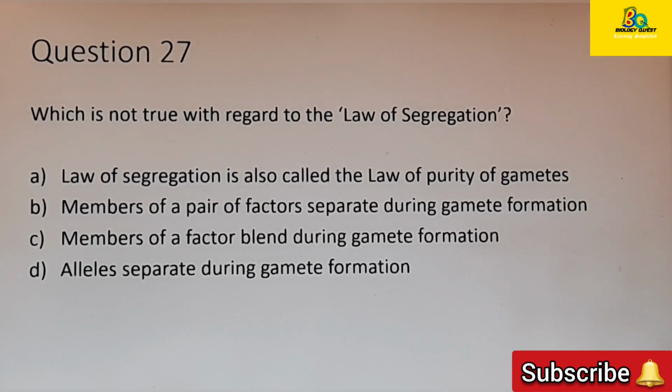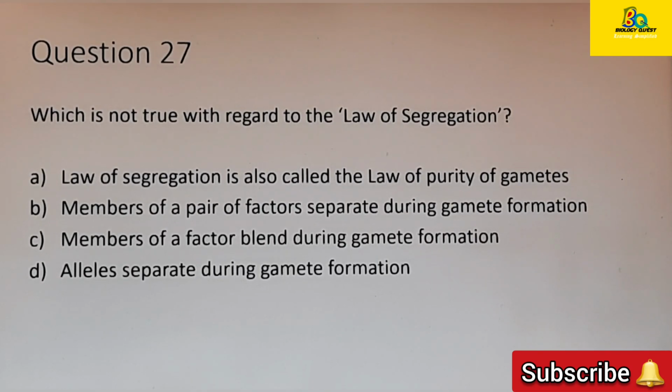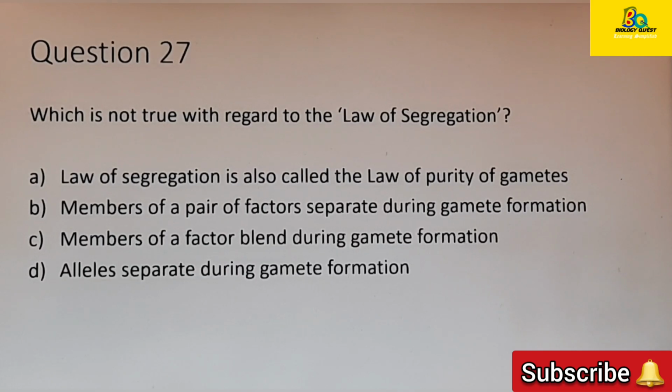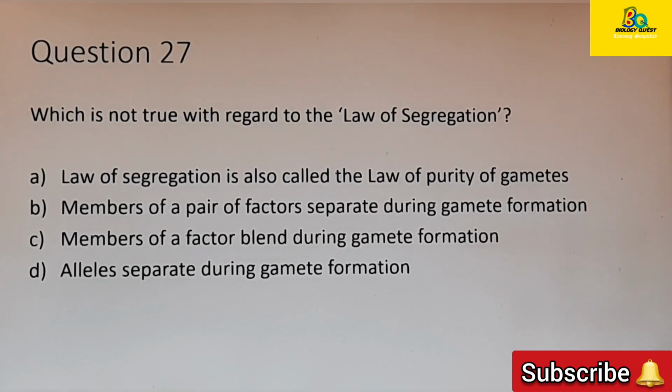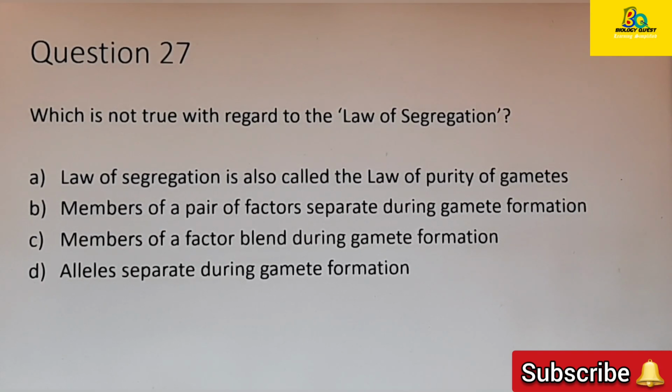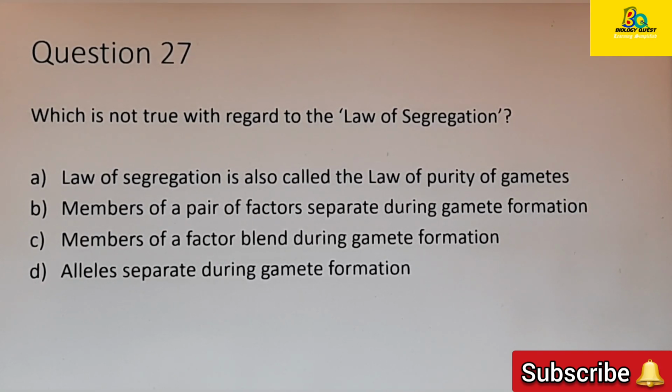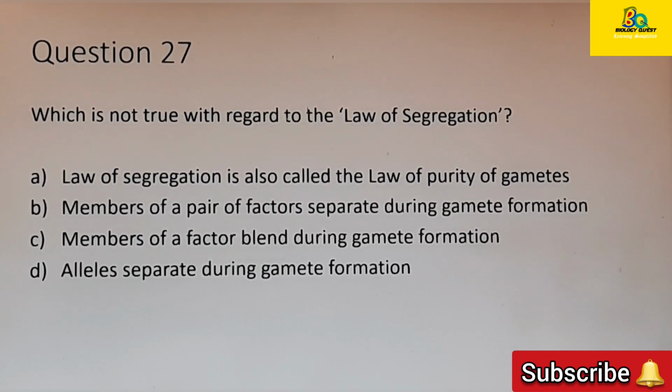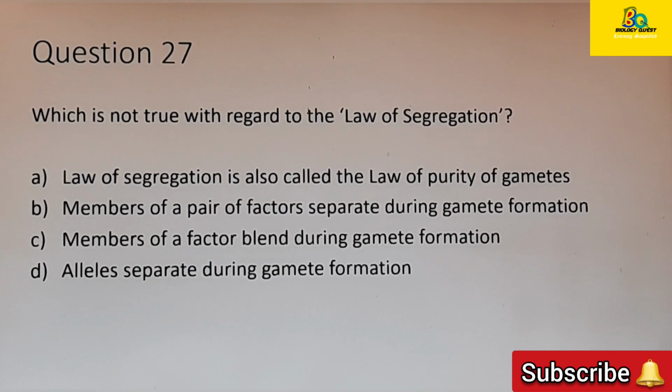Now here the question is which is not true. So we have to find the statement which is not true with regard to the law of segregation. Moving on to the second option, members of a pair of factors separate during gamete formation. That is the law actually. The law of segregation states that the two members of a pair of factors separate during gamete formation. So that is true.